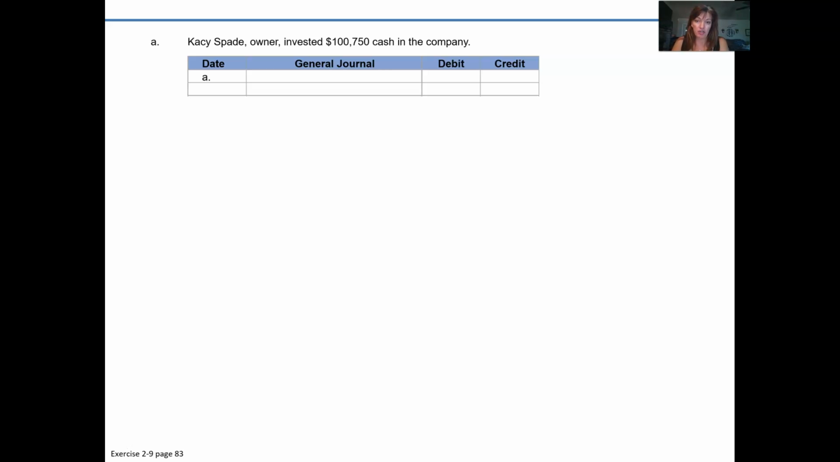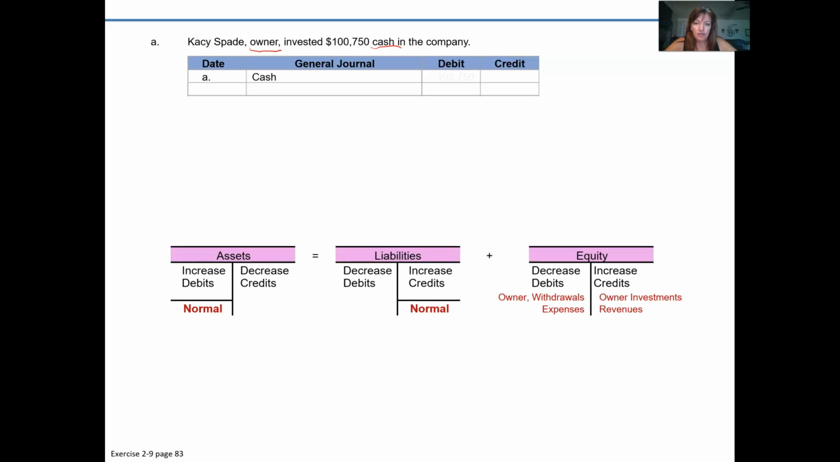We're dealing with the journal entries, so let's look at what accounts are being affected. We have the owner invested cash. So what that means is we now have cash that we didn't have before. We will debit cash because assets, which is cash, increase on the debit side. The owner invested, so the owner is going to get credit for that. We will credit the capital account, K Spade Capital, $100,750.